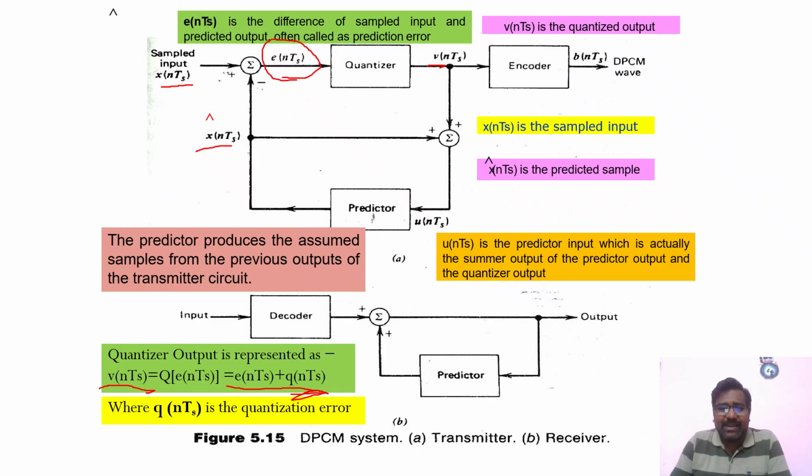On the receiver side, you have a block consisting of a decoder and a predictor. The input is given to the predictor, and the feedback loop is here. The predictor output is given to the summer, and the decoder output is also given to the summer. Finally, it produces the estimated signal at the output side.